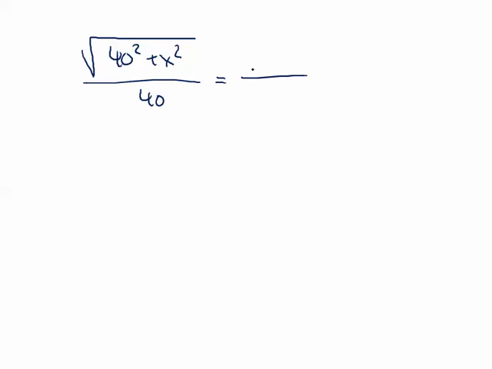Finally, we have 40 squared plus x squared over 40 is equal to 130 minus x over 80. And that's what we need to solve right there. A little more complicated than we saw in algebra. Just a little bit.